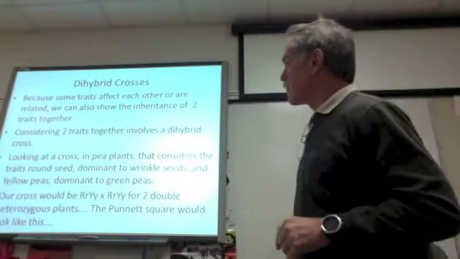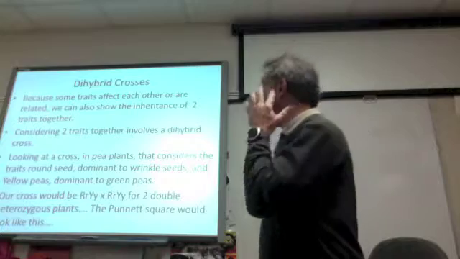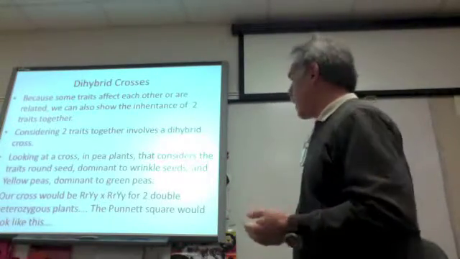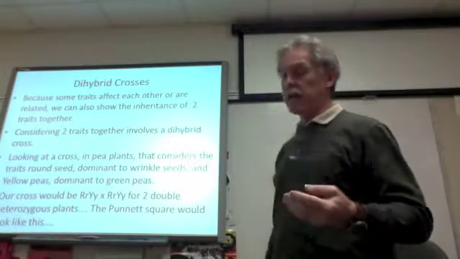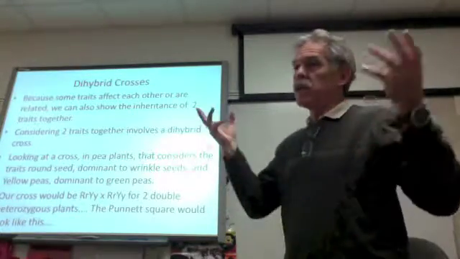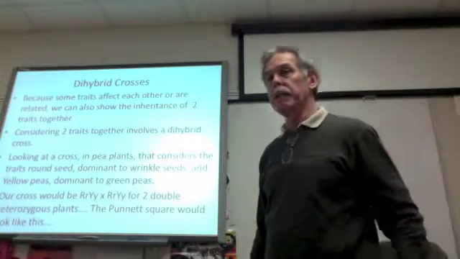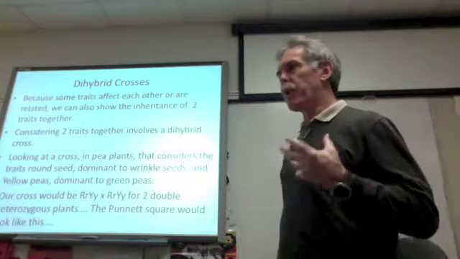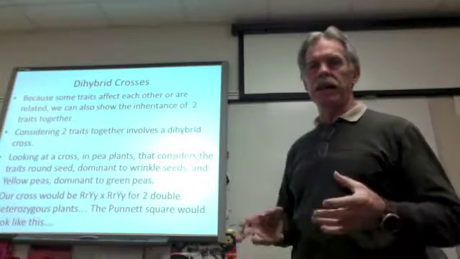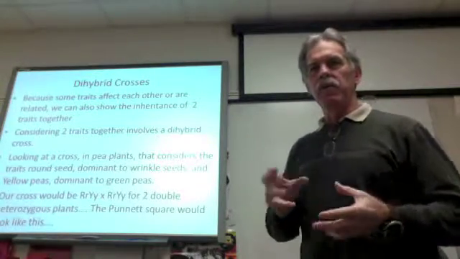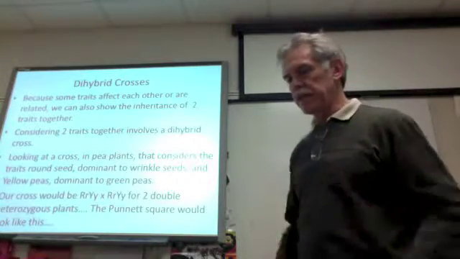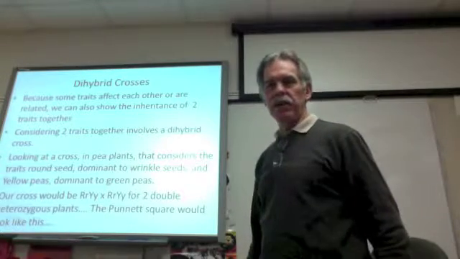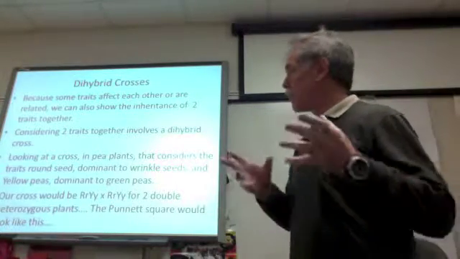So let's look at a cross in pea plants that considers the traits round seed, that's dominant to wrinkled, and yellow peas, which is dominant to green, which is kind of puzzling because all the green peas I've ever eaten have been green and not yellow. But that's probably selected; we select and produce the crops that are most pleasing to our eye, and I think green peas are probably better looking than yellow. So that's where we are.